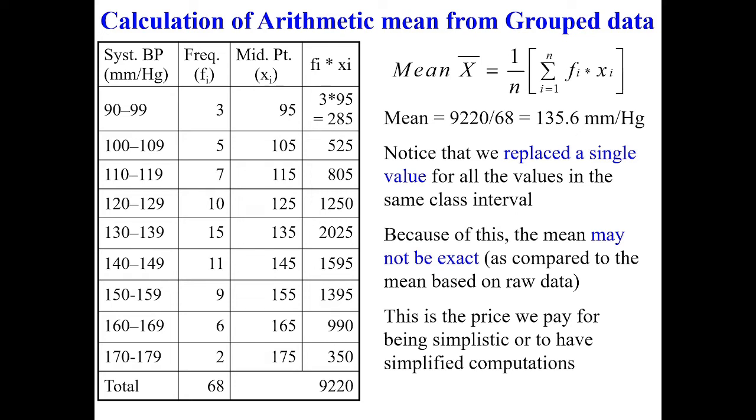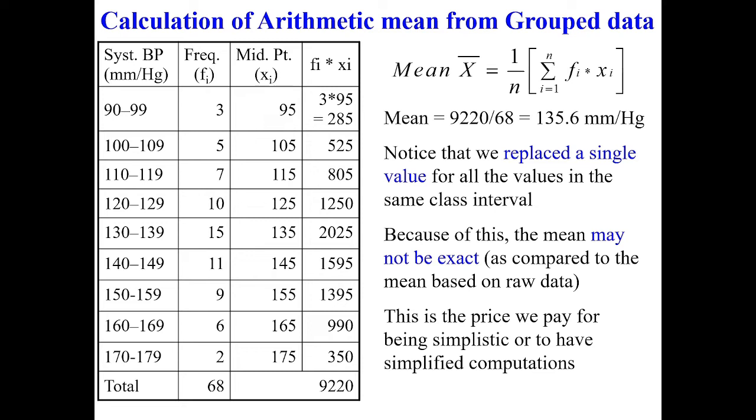So this is how you calculate the mean for grouped data. Here you should notice, as I already mentioned, that we replaced a single value for all the values in the same class interval. The 5 individuals falling in 100 to 109.999, we represented each one by 105, the midpoint of this interval. This may or may not be correct, depending on your sample size and how extreme your data is. But in the long run, if your sample size is large and the data follows a normal distribution, we are very close to the truth that these 5 persons falling in this interval are close to 105.